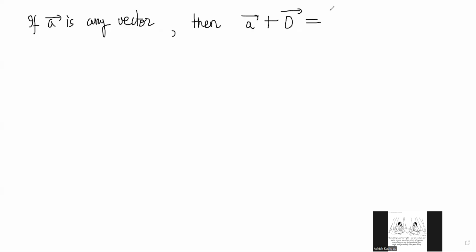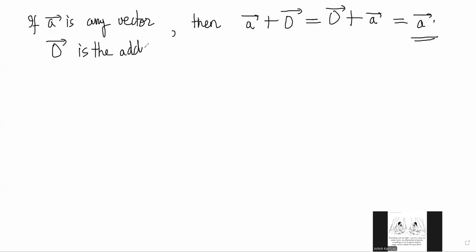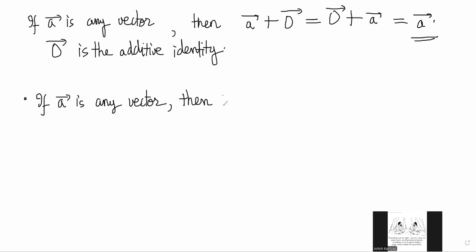The next idea is if A is any vector, then if you add the 0 vector to A, it will be the same as 0 plus A vector, it will be the same as A vector. So 0 vector is the additive identity. By additive identity, I mean if you add the additive identity to any vector, it remains the same, right? Okay. Now, another point that is super important here is if A is any vector, then there is an additive inverse.